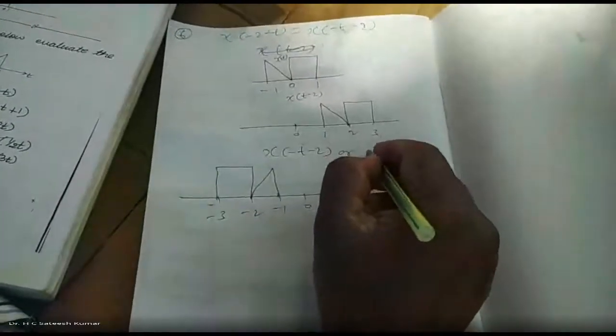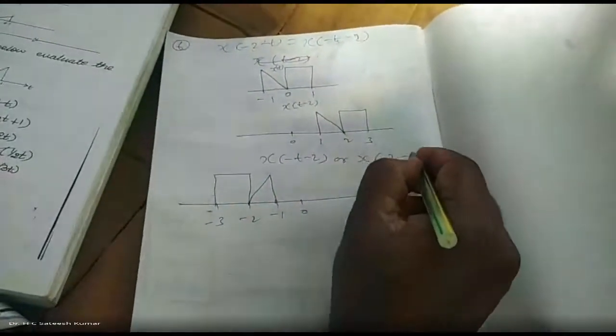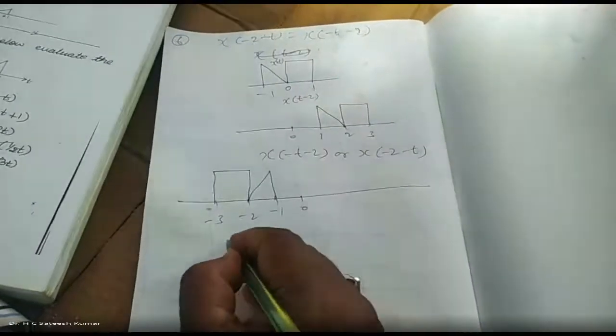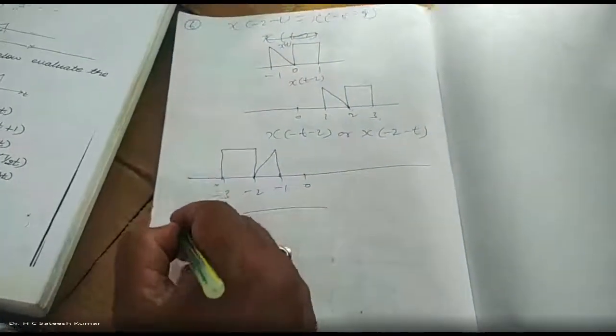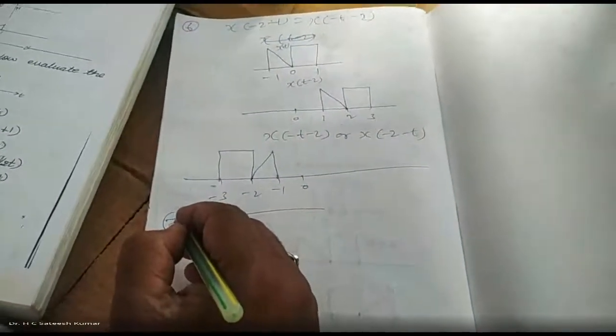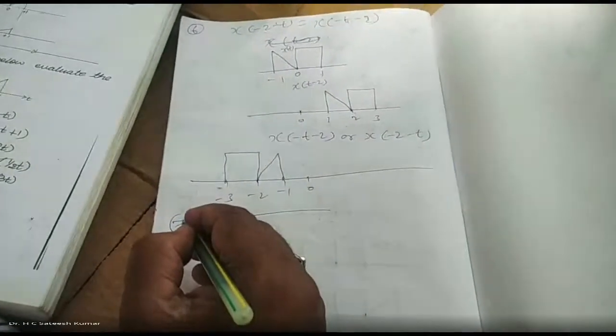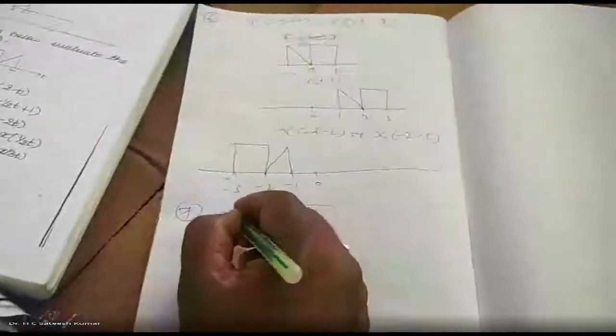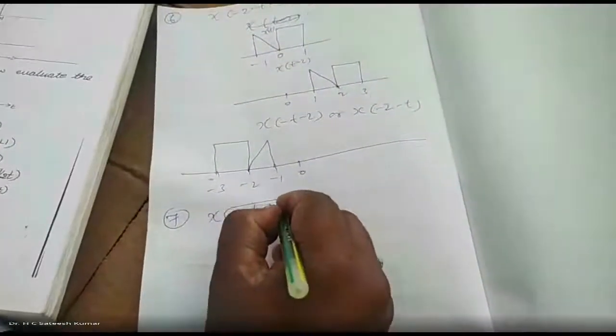X of -t minus 2, or x of -2 minus t, as he has given. Okay, so that's how we should do it. Seventh one. So what is our seventh one? X of -2t plus 3.